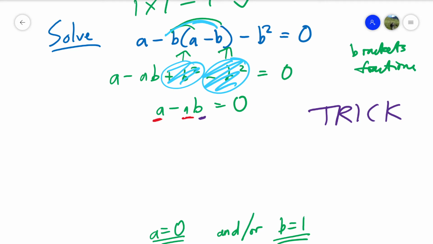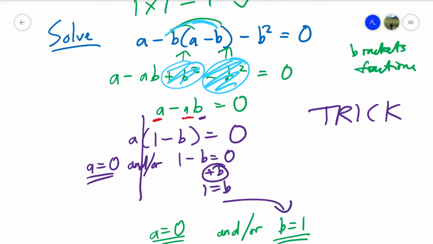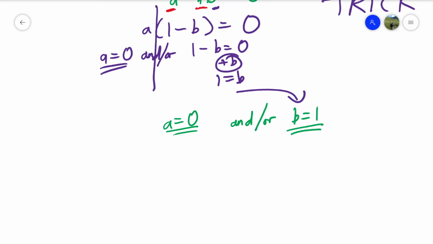factorize. Oh wait, that's going to work here, so I'll take the A out. 1 minus B equals 0. Drop a line down, A equals 0. And or, this means and or because remember A and B can both simultaneously be 0. 1 minus B equals 0. I'm going to add B to both sides. That gives me 1 equals B. Switch it around, end up with B equals 1. Next question.